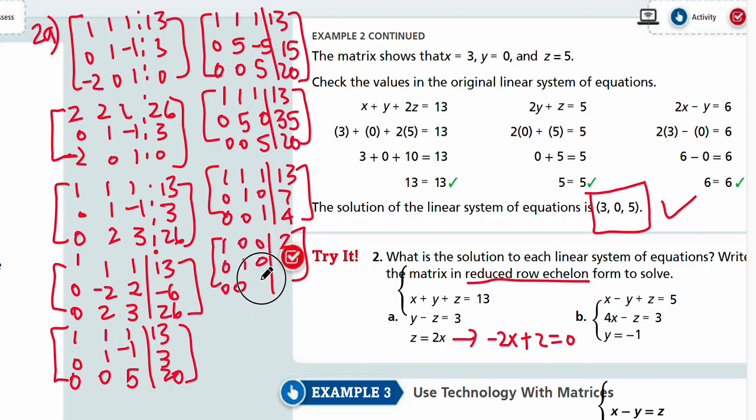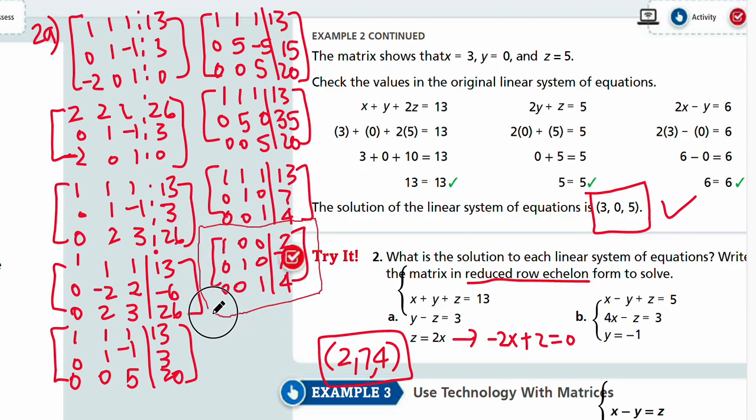Okay? So then your final answer should be 2, 7, and 4. So 2A, your final answer, 2, 7, and 4. But your question said write the matrix in reduced row echelon form. So your final answer could also be this. Okay, you can stop right there.